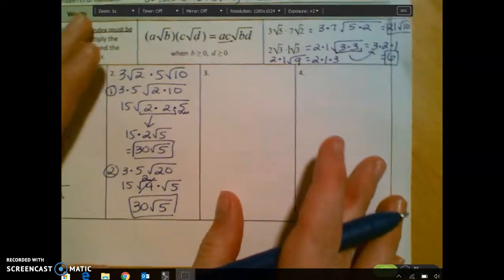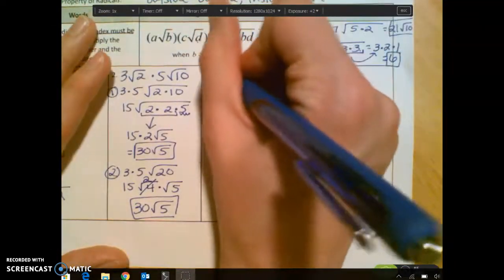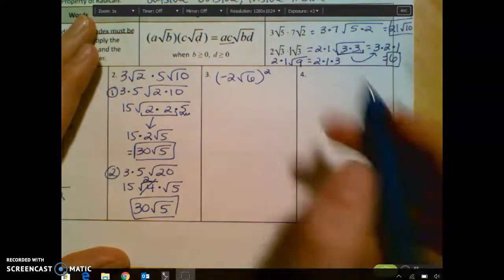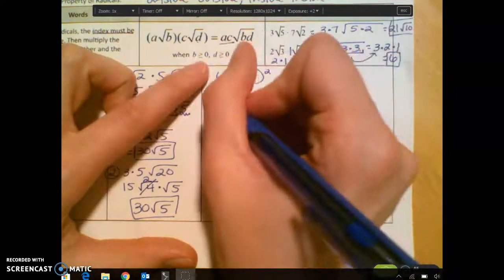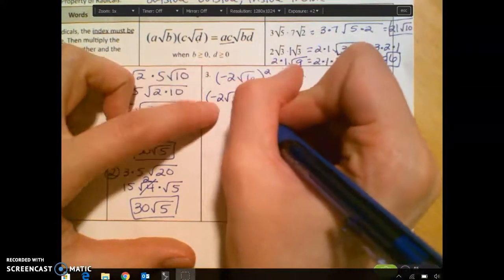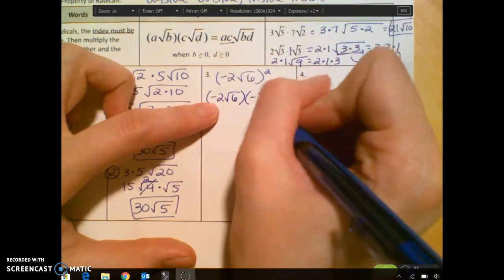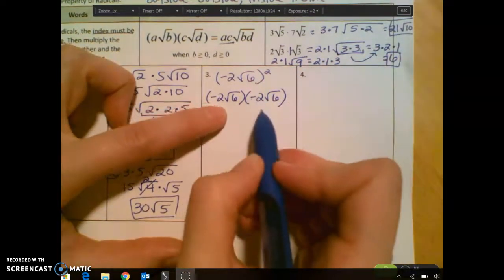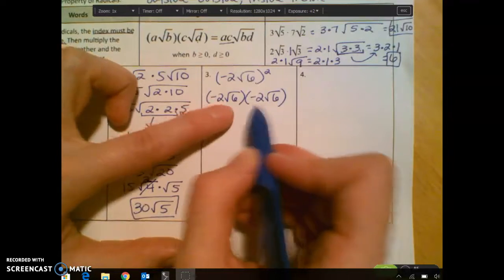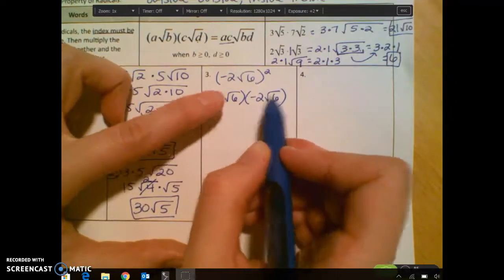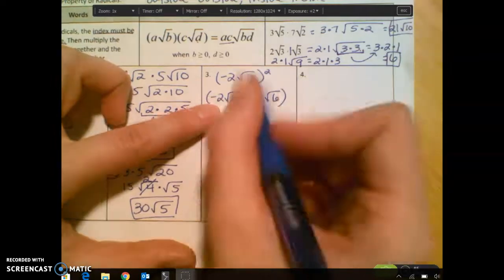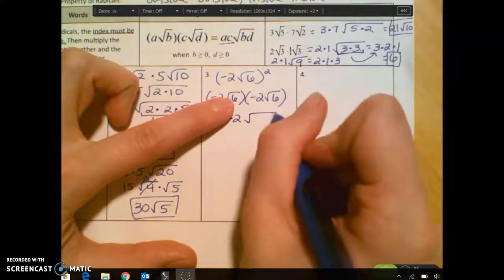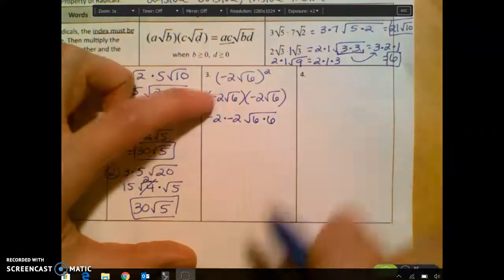2 more. Number 3, we have negative 2 root 6 squared. Well, what does it mean for something to be squared? It means we have 2 of them. So I have negative 2 root 6 times negative 2 root 6. That's what that means. Again, because we're multiplying these, and on the inside they're just one coefficient with one root, we do outside, outside. So negative 2 times negative 2. Inside, inside, the square root of 6 times 6.